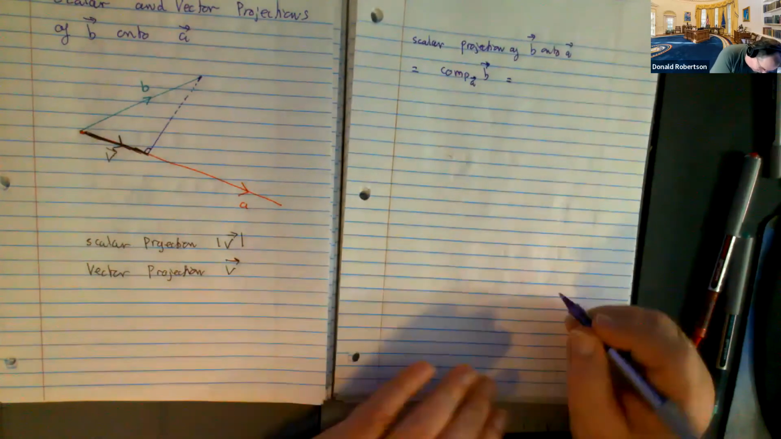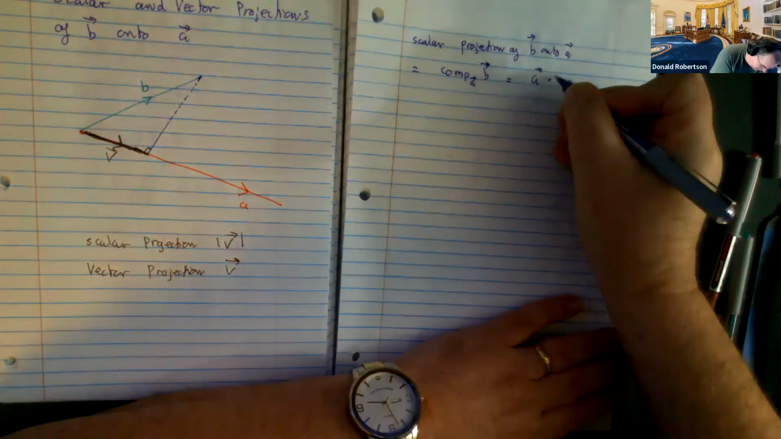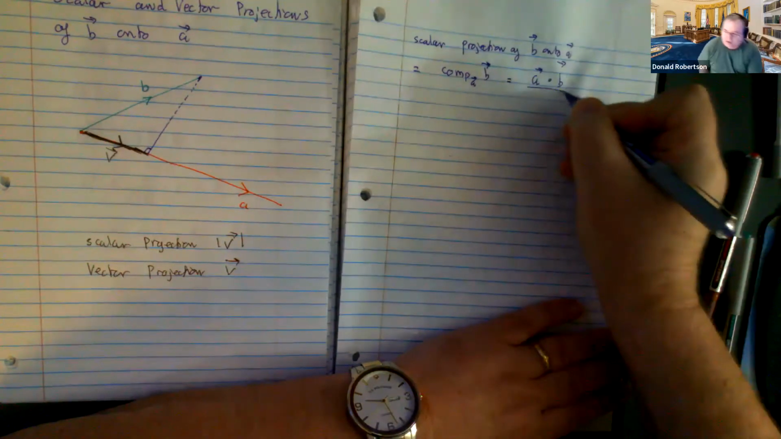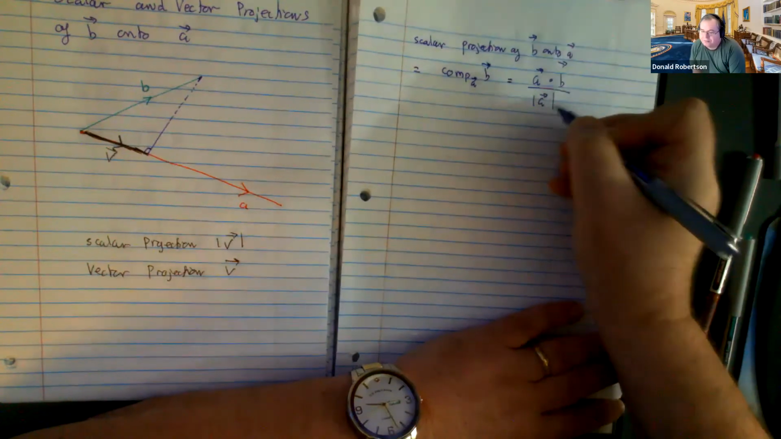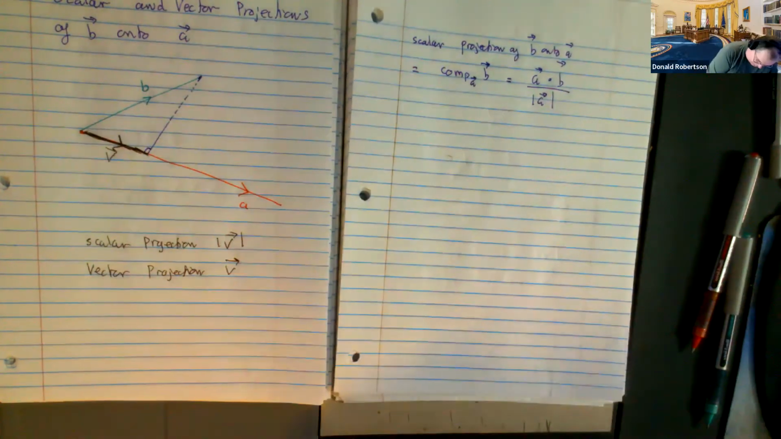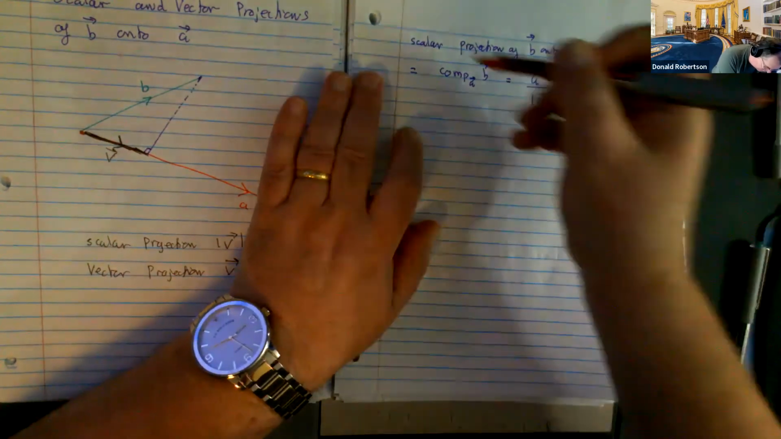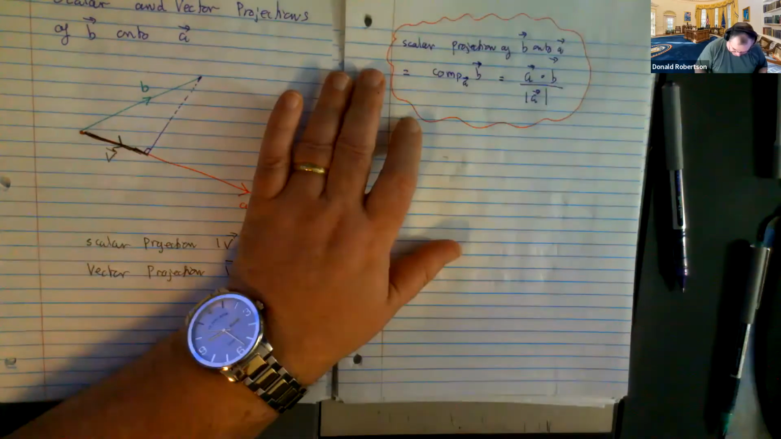And it's the dot product of A and B divided by the magnitude of A. So at least it's easy to calculate. Right. And that is the scalar projection of B onto A.